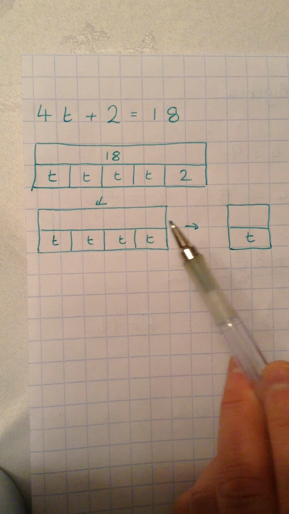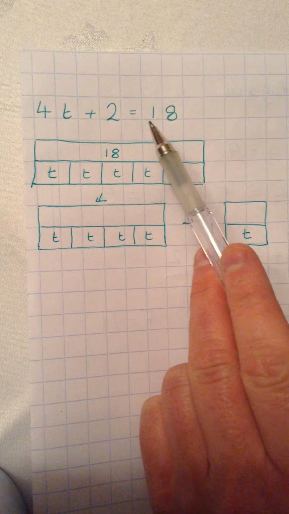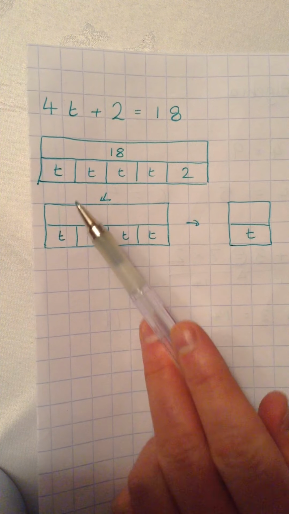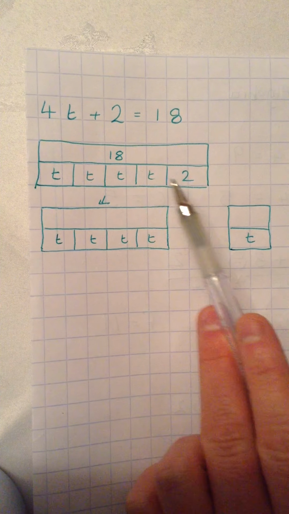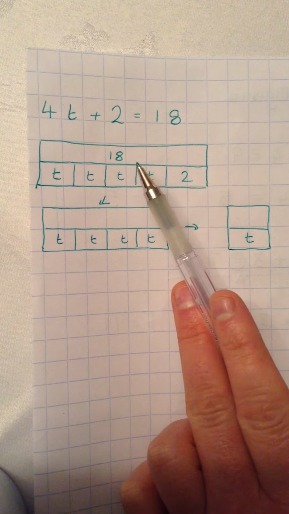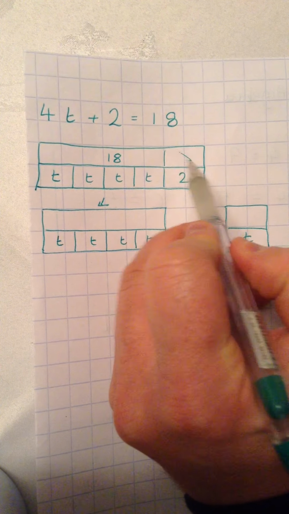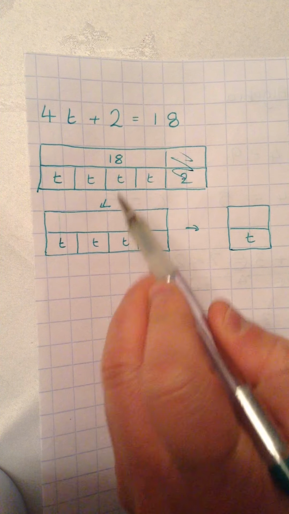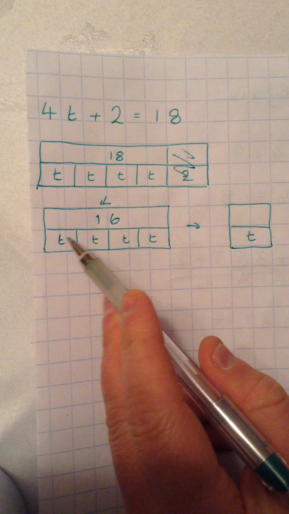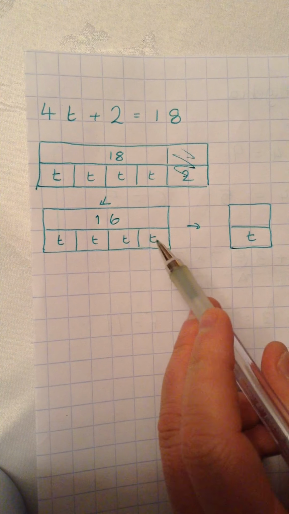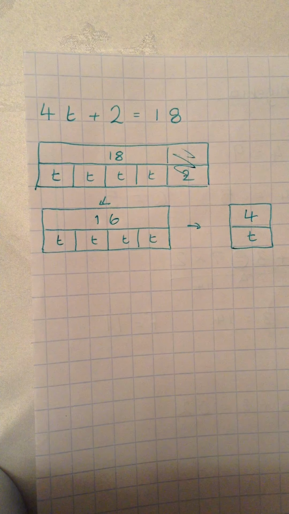So yesterday we started to look at using a bar model to solve an equation like this, 4t plus 2 equals 18. We could do it by representing it as a bar model with our 4t's and the 2 meaning 18. So we could take away the 2 from both sides, meaning that 4t was 18 take away 2, which is 16, and therefore 1t, 1/4 of 16, or 16 divided by 4, t was 4.